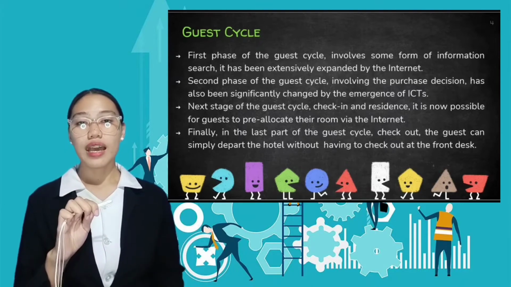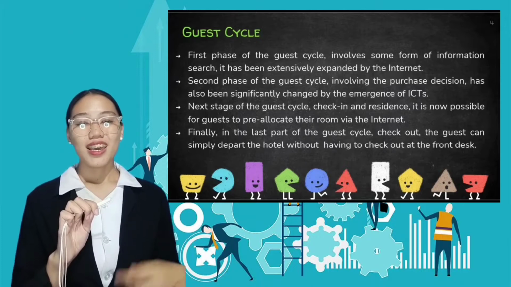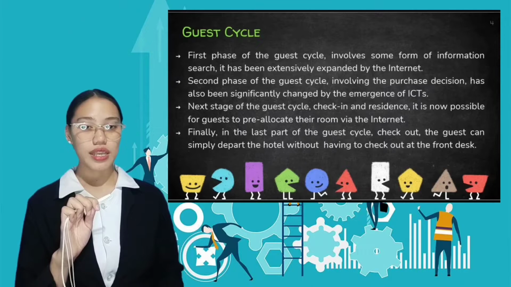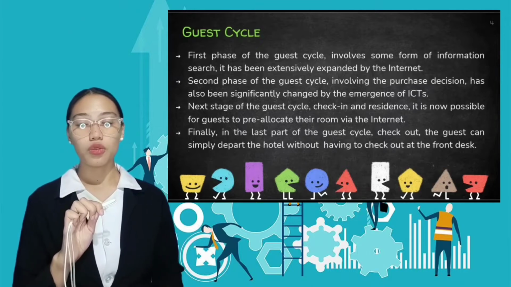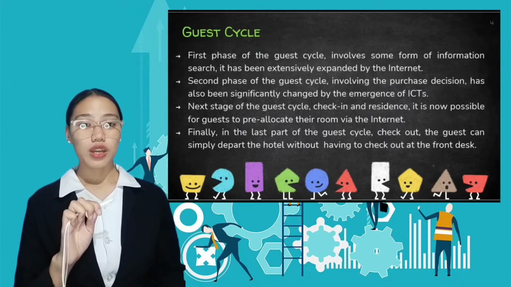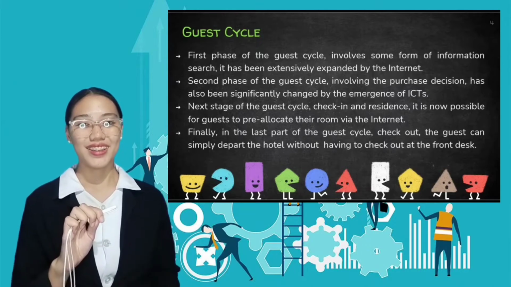Next stage of the guest cycle, check-in and residence. In this next stage of the guest cycle, they will check in to the hotel they chose, and they can easily reallocate their room using the internet. It will be easy for them to make a reservation because they don't need to go to the hotel.